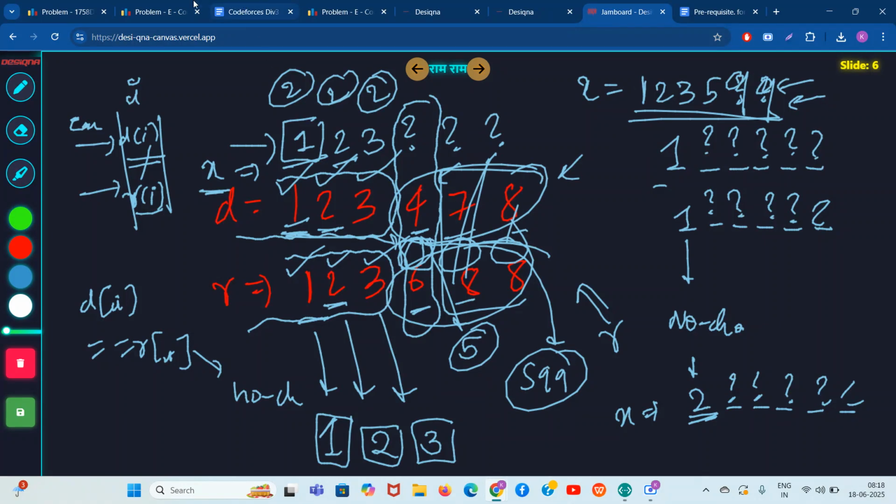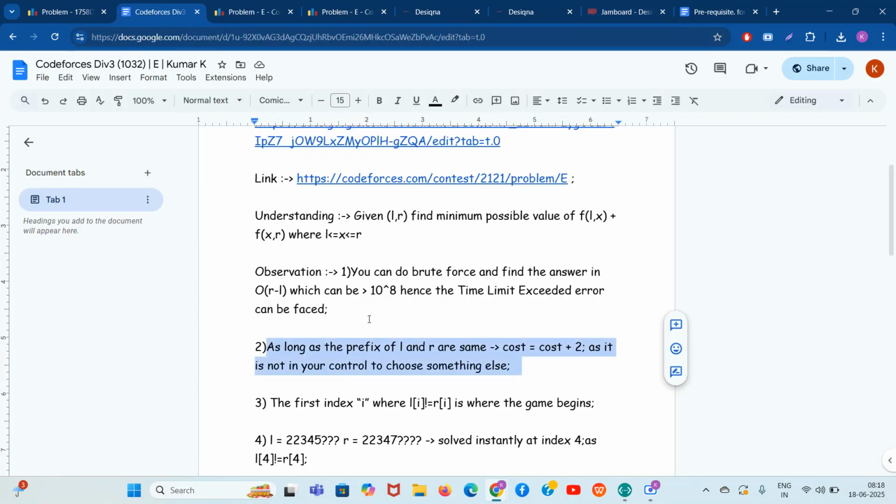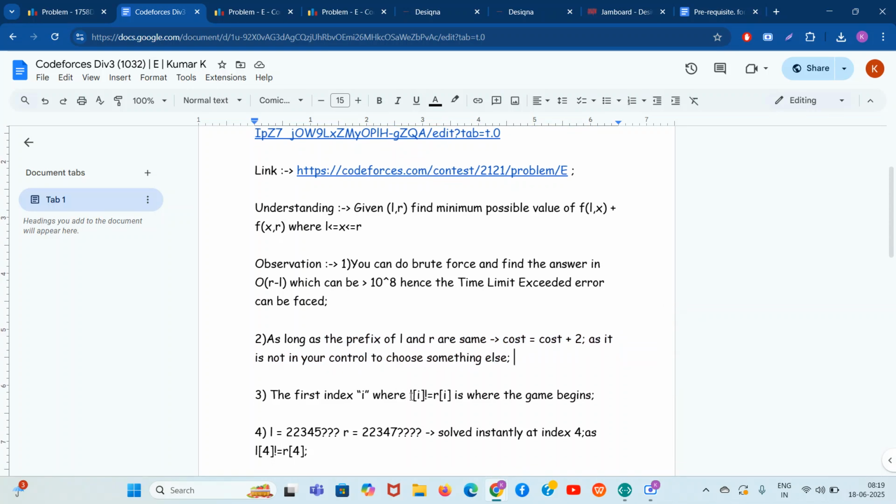So hopefully this brilliant observation makes your heart happy that as long as the prefix of L and R are same, cost equal to cost plus 2, as it is not in your control to choose something else. The first index I where L of I is not equal to R of I is where the game begins. Okay guys, this is very important. See, you can see in this case 2 2 3 4 5. So till 2 2 3 4 will do nothing. Cost equal to cost plus 2.